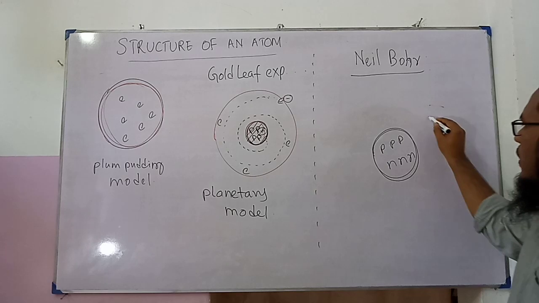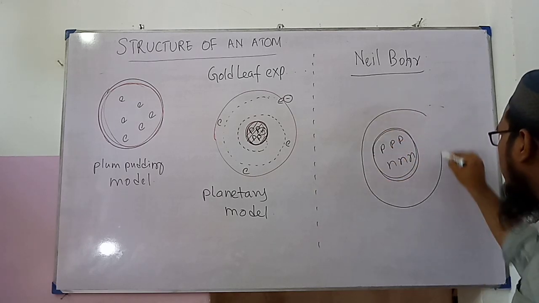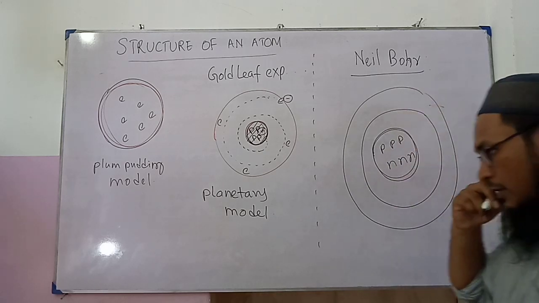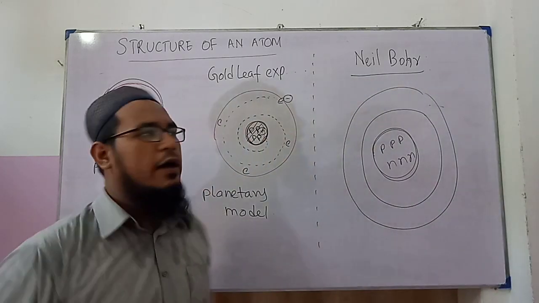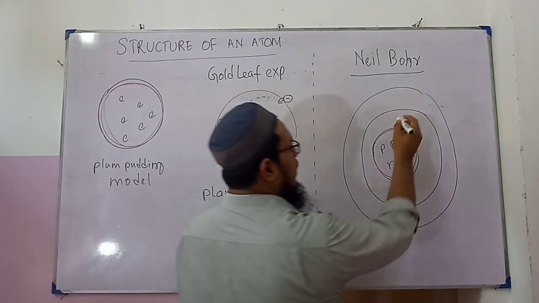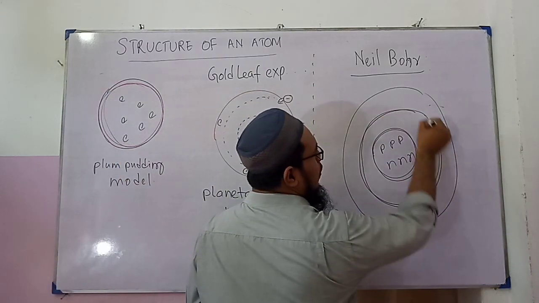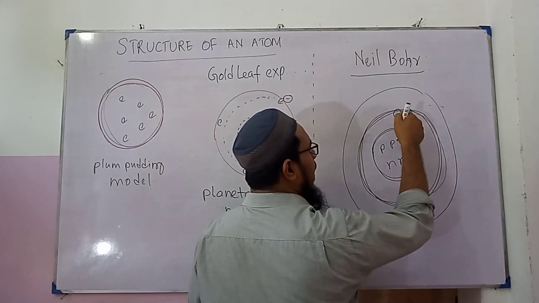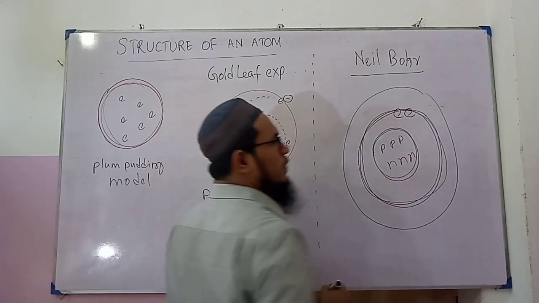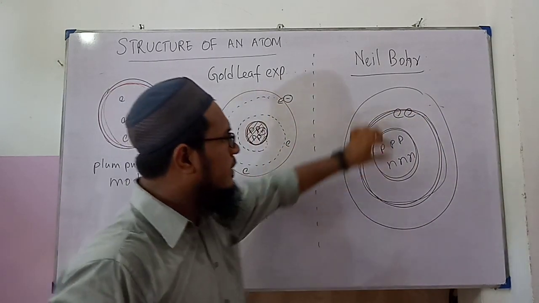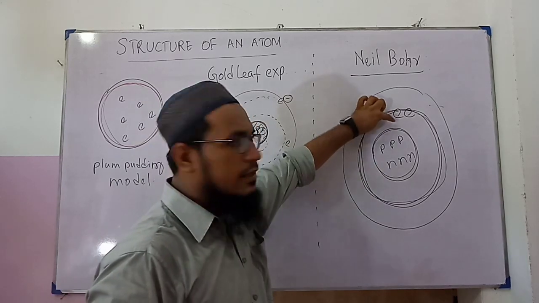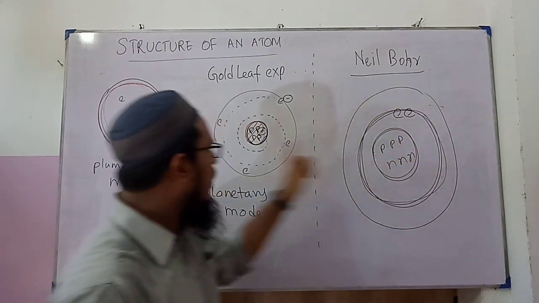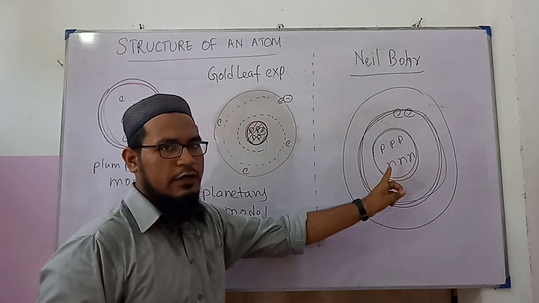Then electrons are scattered around the nucleus in specific pathways. For example, this is the first energy level or the first shell. The first shell consists of 2 electrons and they have a specific pathway. Think of it like a railway track and these electrons are the trains. They keep on moving on the railway track. Therefore, they do not collide with the nucleus.